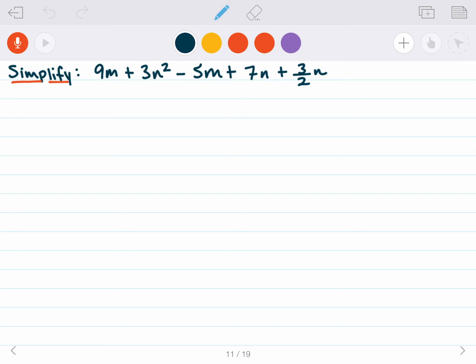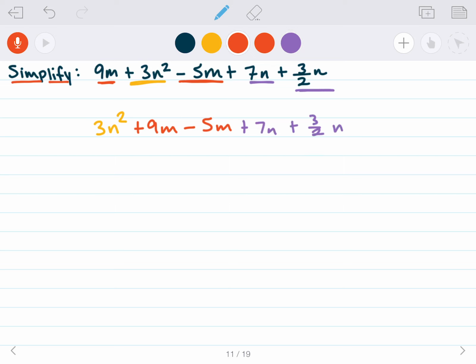Let's try this one. So I'm going to start by underlining my like terms in the same color. I see m's, I'll make them red, 9m and negative 5m. I see an n squared, I'll make him yellow. And I see n's, I'll make them purple. So I guess I'll do the squared first. So I have 3n squared positive, followed by, again, this is understood to be positive, there's a plus sign in front of him, plus 9m minus 5m. And then I'll do my n's, plus 7n plus 3 over 2n.